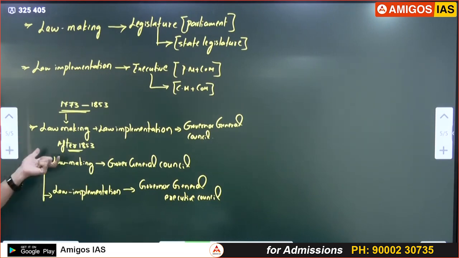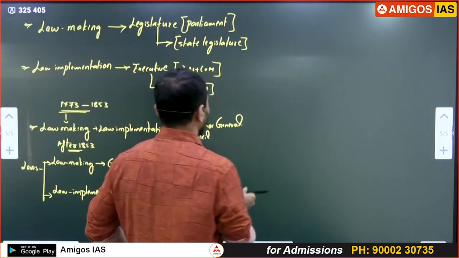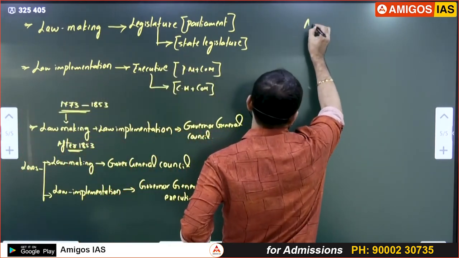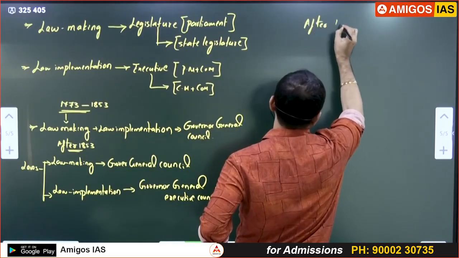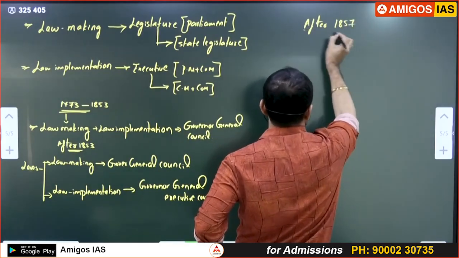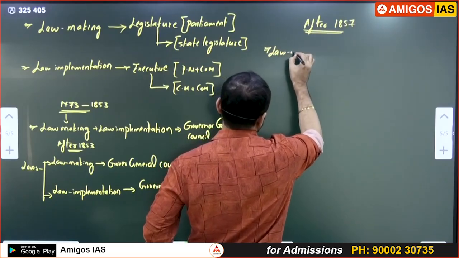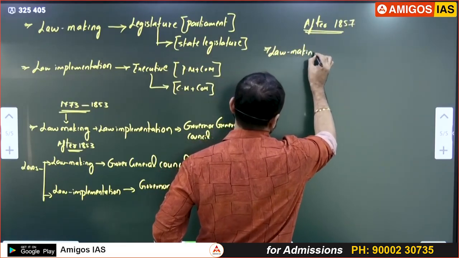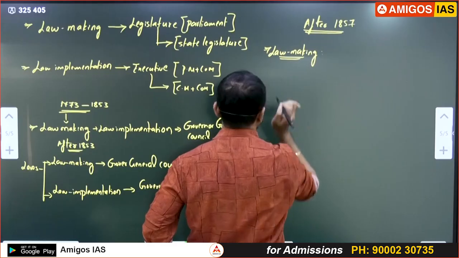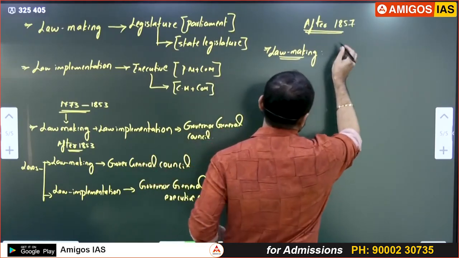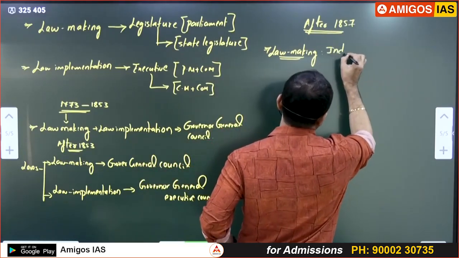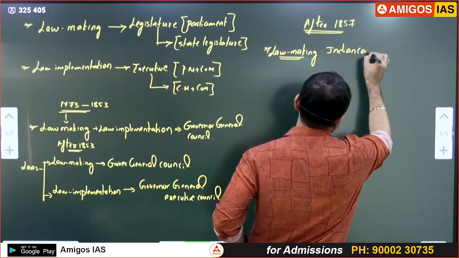This is after 1853. Then after 1857, lawmaking is done by, so instead of the Governor General Council, we are using the word Indian Councils. Indian Council.